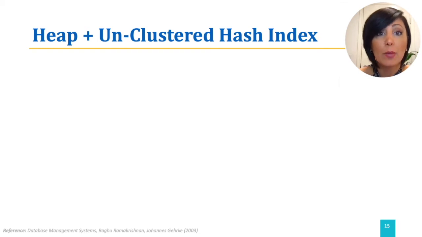Using a heap file with an unclustered hash index, we also have two files. One heap file of data records and one index file of hashed data entries pointing to those data records. For our discussion of unclustered hash index, let's make the simplifying assumption that we do not have additional linked buckets.